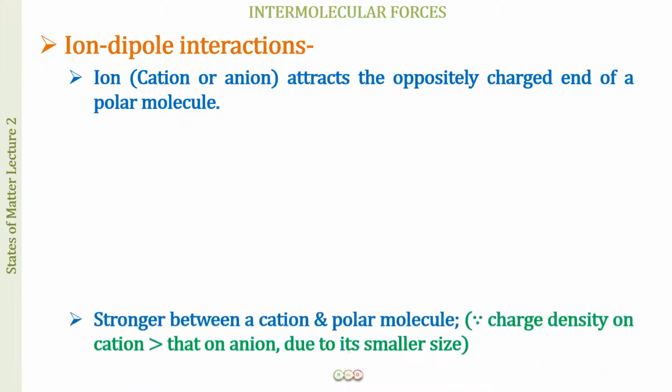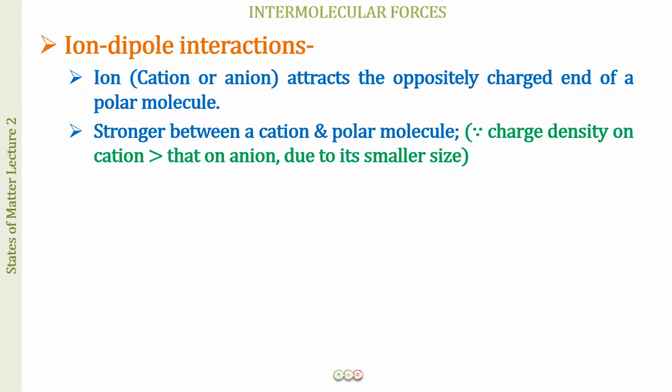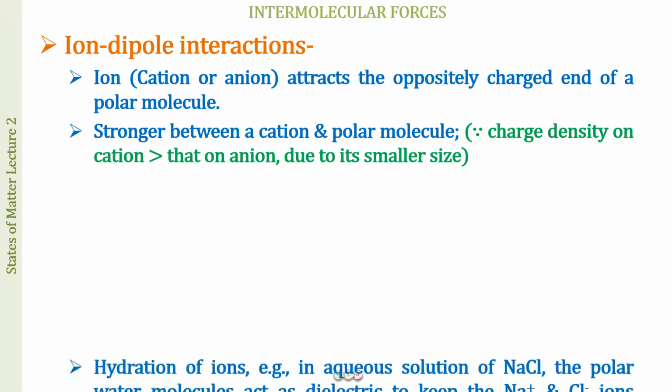One thing that you have to remember over here is that these ion-dipole interactions will be stronger between a cation and a polar molecule than between an anion and a polar molecule, because the charge density on the cation is greater than on an anion due to the small size of the cation. Okay, now let us see one example of this.